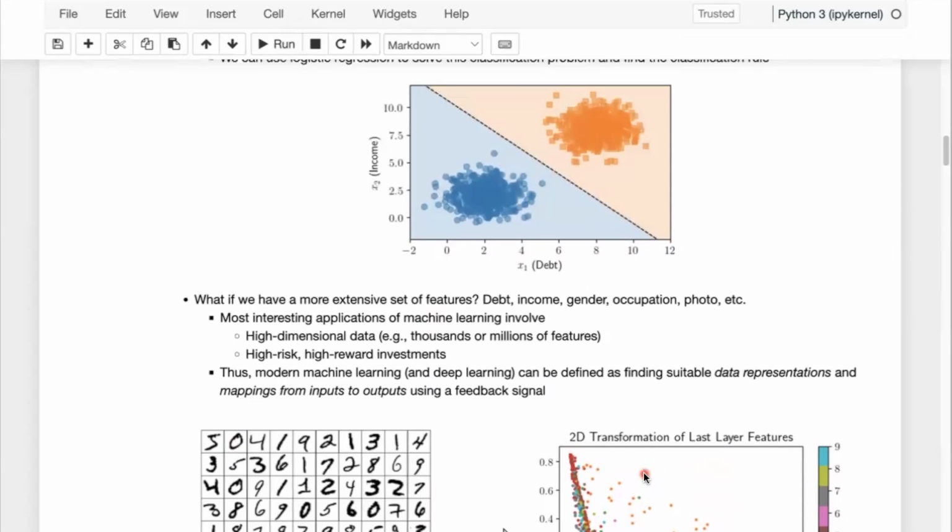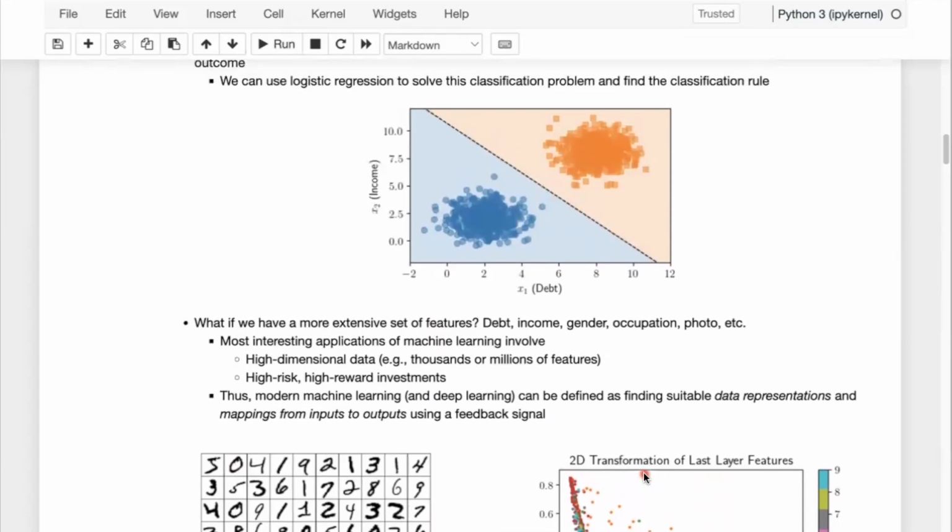So I wanted to show you the difference between classical and more modern machine learning, right? Because in classical machine learning, statistical learning, we usually work on really low dimensional problems, like what we had with income and debt. And there are methods such as logistic regression.